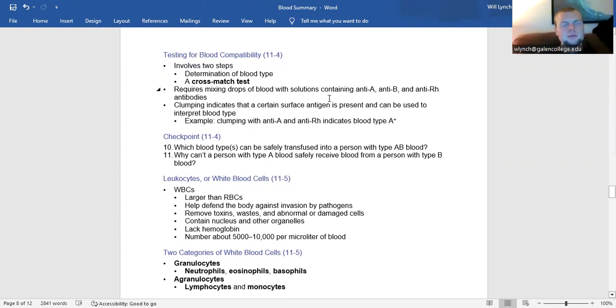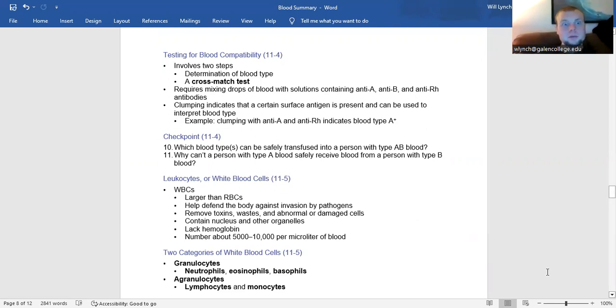This means that we're going to have to mix the blood of the patient with the blood of the donor. And once we put that together, we're going to put it with antibodies. So we put it with the anti-A, anti-B, and anti-rhesus factor antibodies. If we get a reaction, if clumping occurs, that means that the surface antigen that's there is going to be attacked within the blood. So if we have clumping with anti-A and anti-rhesus factor, that means that we indicate the blood type is going to be A positive.